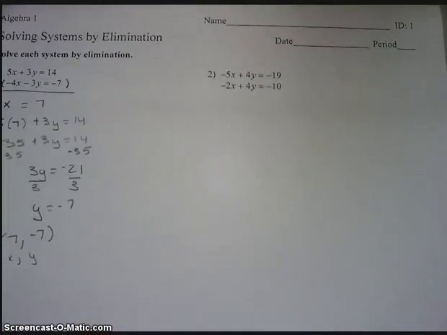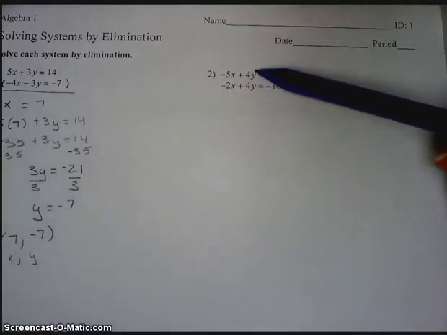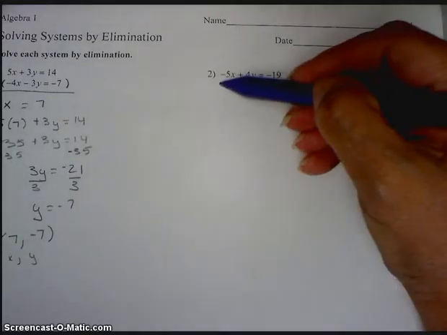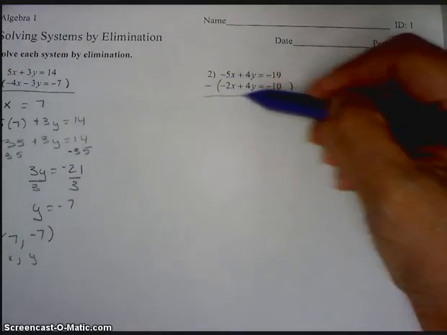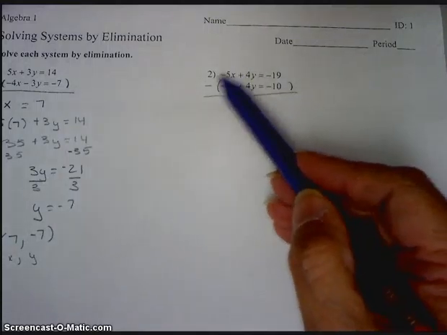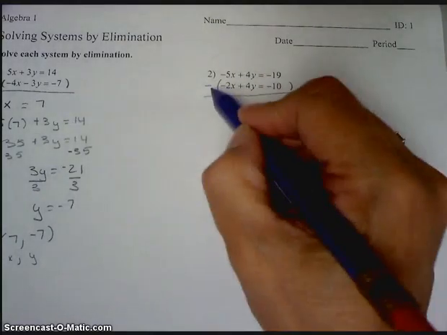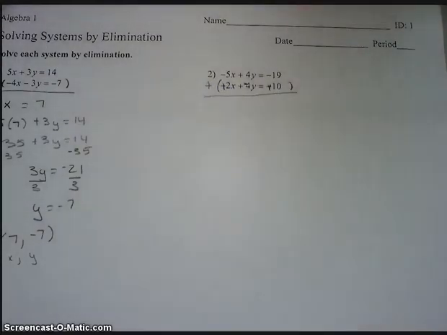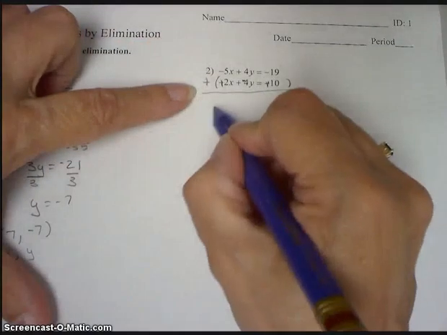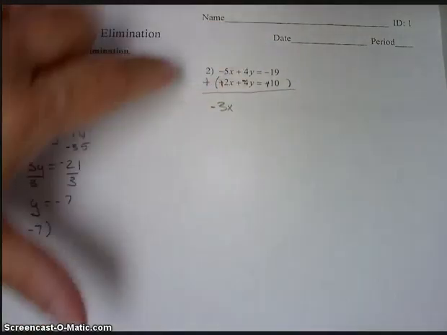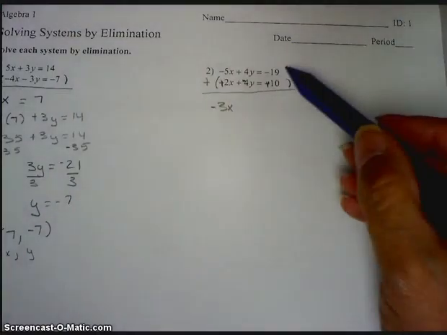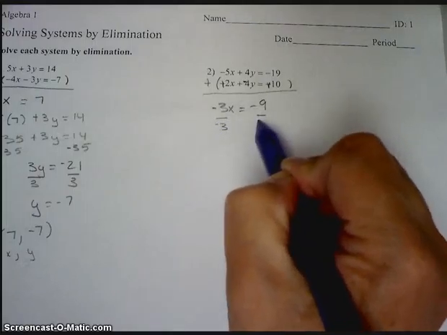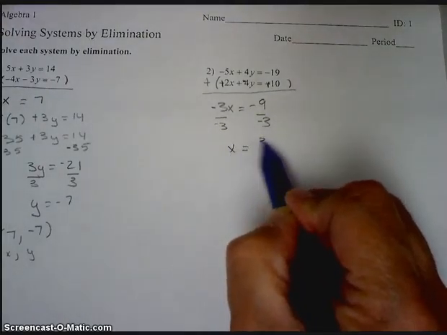Okay, my second example here, I'm looking for the same coefficient. So notice my y's have 4s, but they're the same sign. When my coefficients are the same sign, I need to subtract. So I'm going to subtract this equation. We can distribute this negative. I'm going to add the opposite and change my signs. So negative 5x plus 2x becomes negative 3x. Positive 4y plus a negative 4y is 0. Negative 19 plus 10 becomes negative 9. Divide by negative 3, and I get x is equal to 3.